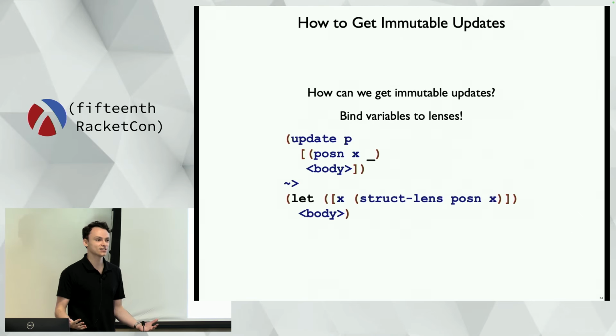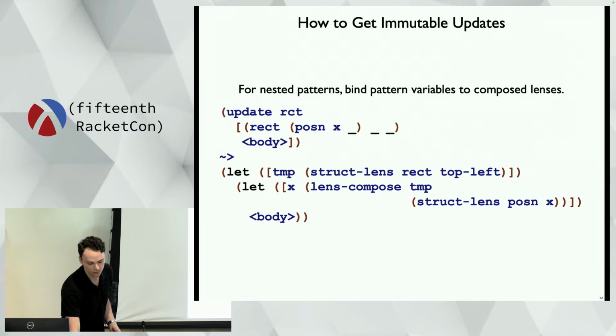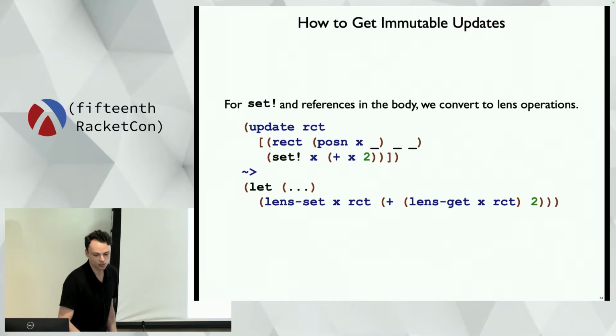We bind variables to lenses instead of the values. So here, if we have posn x, we would bind x to struct-lens posn x, which is a macro that makes posn-x-lens. And so now we have access to the information of how to get the value, but also how to transform it. And so for nested patterns, we again use temporary variables, and then we use lens composition instead of field-to-field access. And for set!, we translate that to lens-set, which is implemented in terms of lens-modify. And for variable references, like here, we translate that to lens-get.